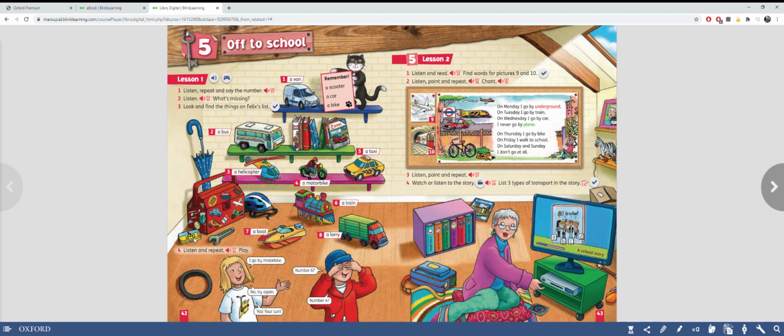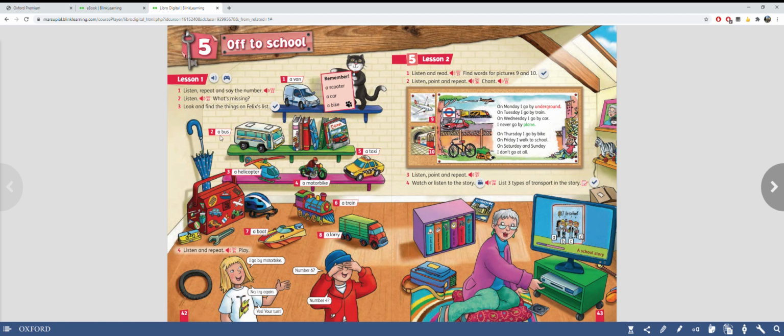Good. Now we are going to do the following activity, which is look and find the things on Felix's list. Here we have 3 things. For example, we have a scooter, a car and a bike. These 3 objects are hidden right there. So let's look. Where is the car? Where is the bike? And where is the scooter?